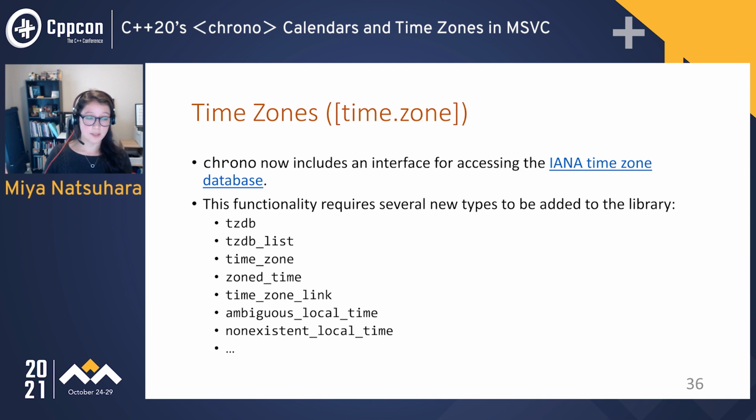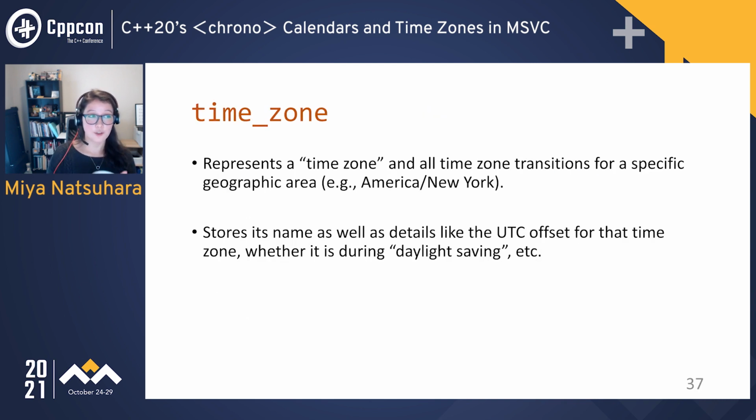Starting off, perhaps the most intuitive one, time_zone. This represents a time zone and all time zone transitions for a specific geographic area. So America/New_York, or America/Los_Angeles, where I am right now. It represents what you would hopefully think of as a time zone. It stores its name as well as details like its actual UTC offset and whether it's a daylight saving time zone or not.